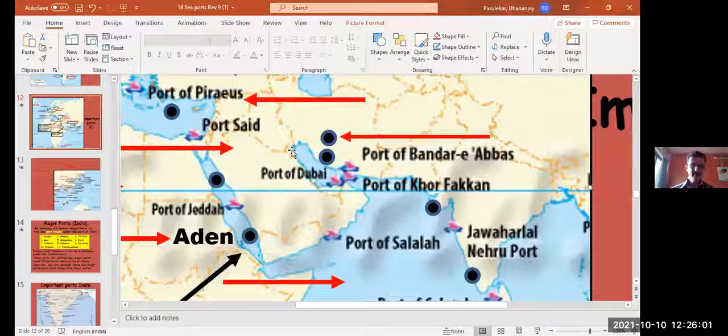Yahan se thoda upar jayenge, that's your Iraq. And can you see a small point over here? Mina al-Ahmadi is this, and this is the point here. Wahan pe sab log likho SOMO, SOMO terminal. It's a big refinery and SOMO terminal. Done? Yes, sir. Okay. Abhi niche aate hain: Iraq, Kuwait, and that's your Saudi Arabia over here.